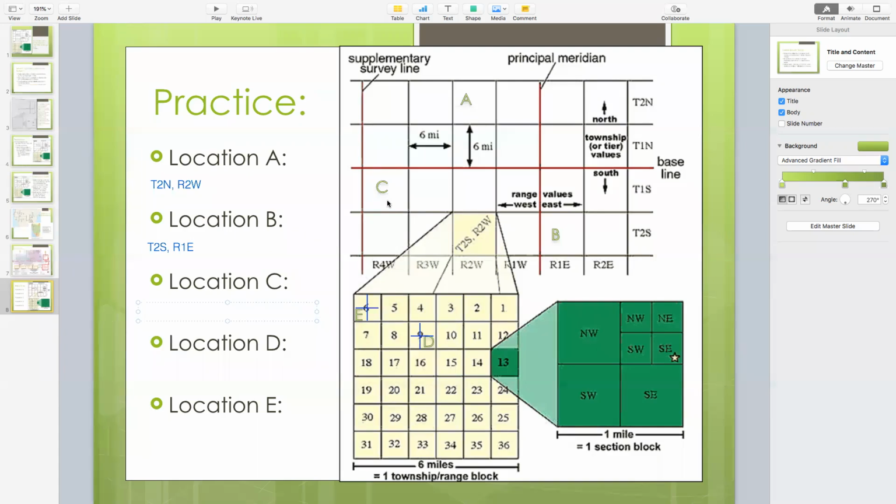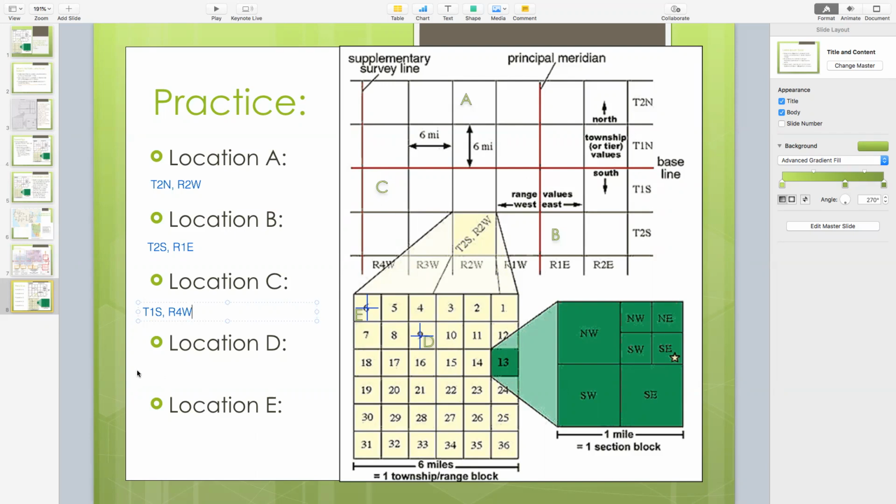Looking at letter C, we find our baseline. So we are Township 1 South from our baseline, and we are Range 4 West. So here is our principal meridian. We went 1, 2, 3, 4 west.